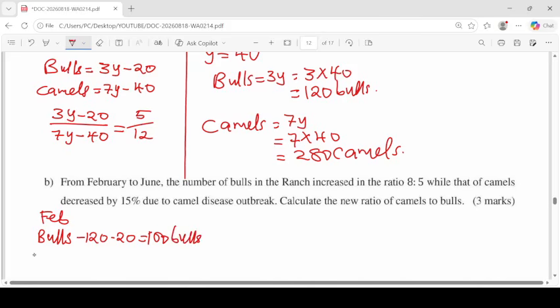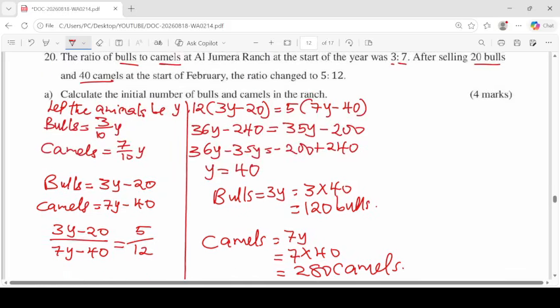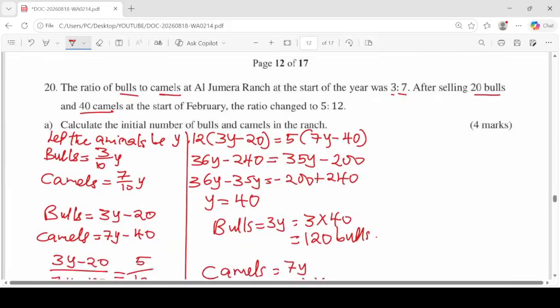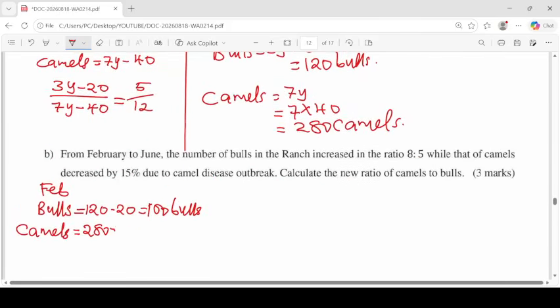Let's also compute the number of camels that remained. From the total of 280, you are being told here that 40 camels were also sold at the start of February. So when you less 40, you are going to get 240 camels. Then they are saying that from February to June, the number of bulls in the ranch increased in the ratio 8:5.